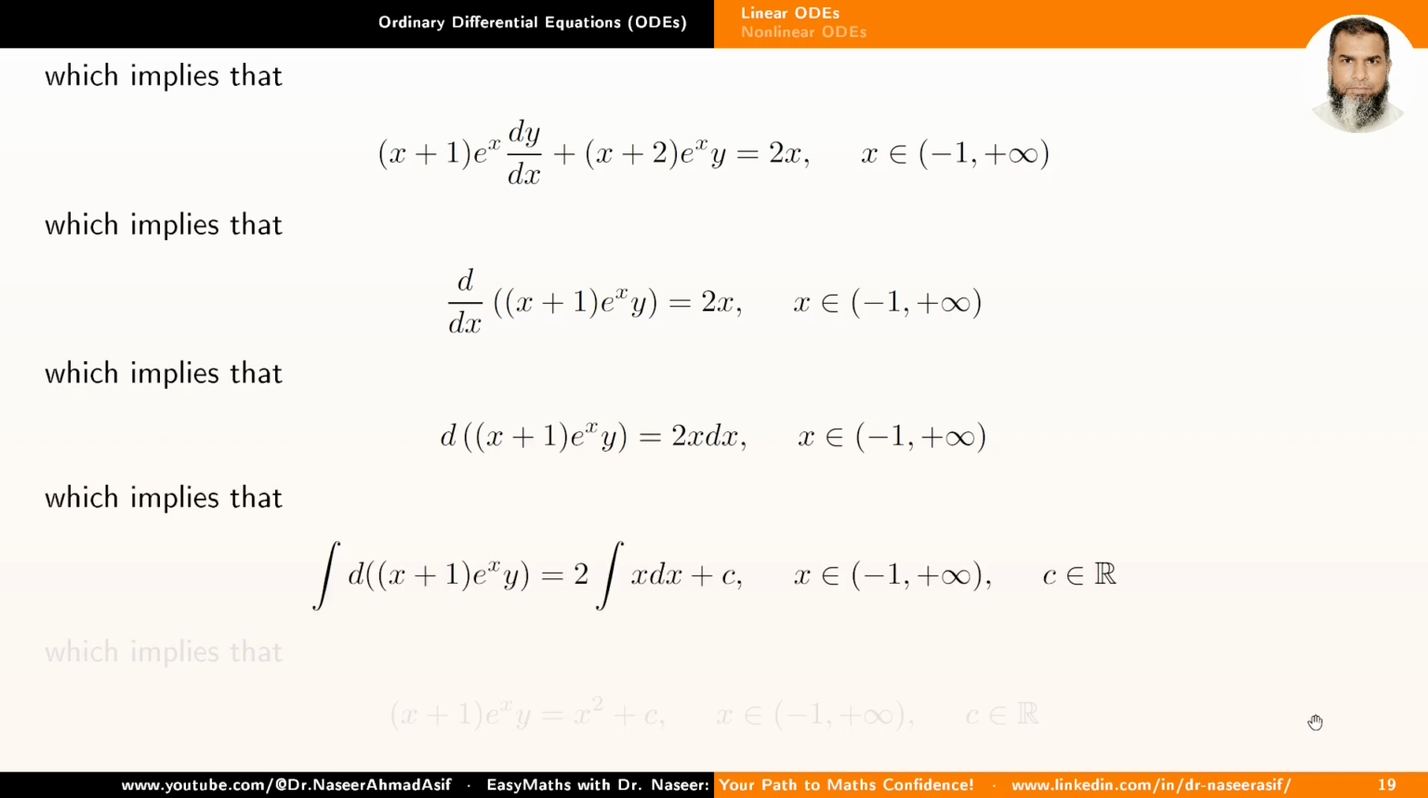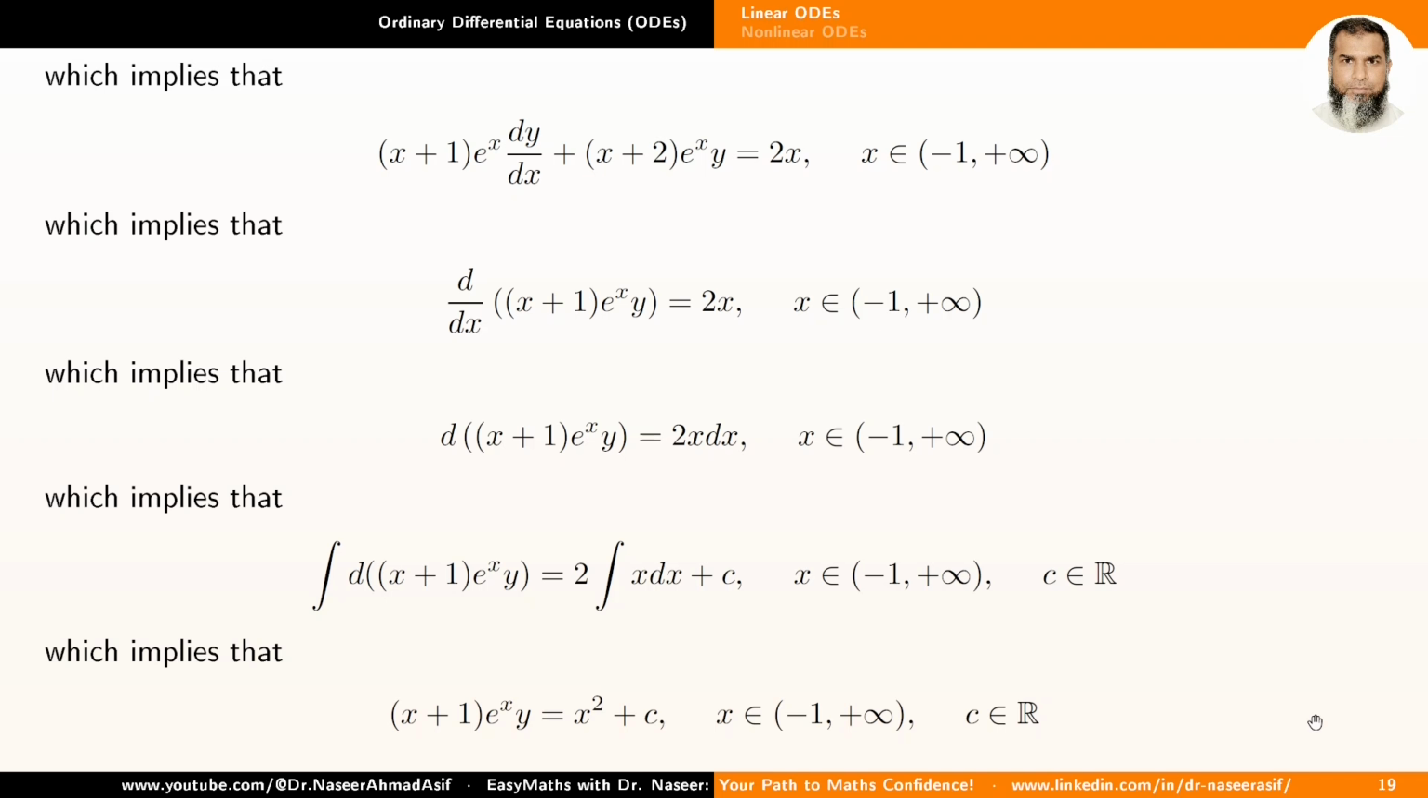Now taking integral, we have integral of d of (x+1)e^x y is equal to 2 into integral of x dx plus c, where x belongs to the open interval (-1, +infinity) and c is an arbitrary constant. So we have (x+1)e^x y is equal to x² plus c, where x belongs to the open interval (-1, +infinity) and c is an arbitrary constant.